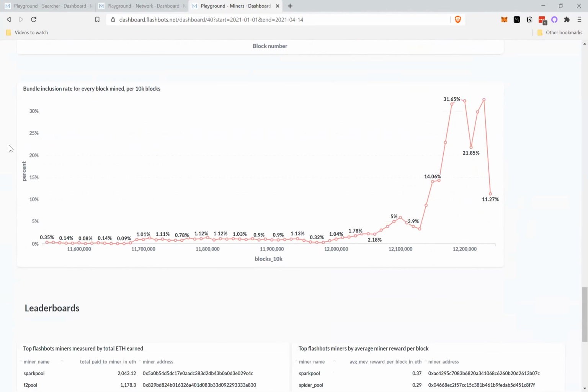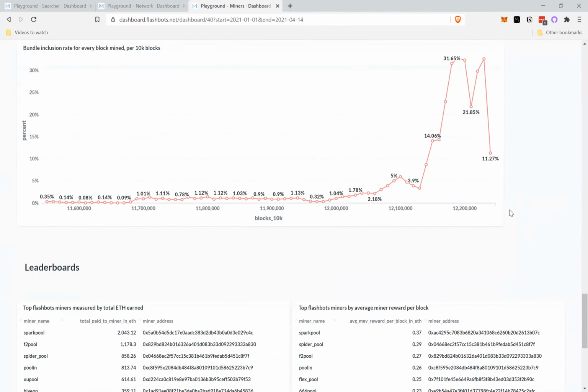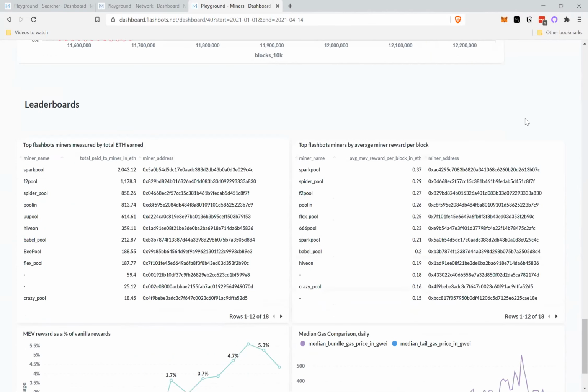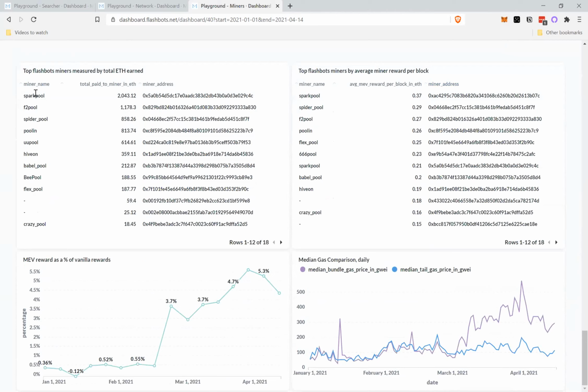Lastly, there's this bundle inclusion rate, which you previously saw on the network, so I won't go over it much more. And we have some leaderboards here for the top miners that have earned the most ETH, and that on average are making the most ETH from the blocks that they mine using MEV-Geth. And over time, we can actually measure this.